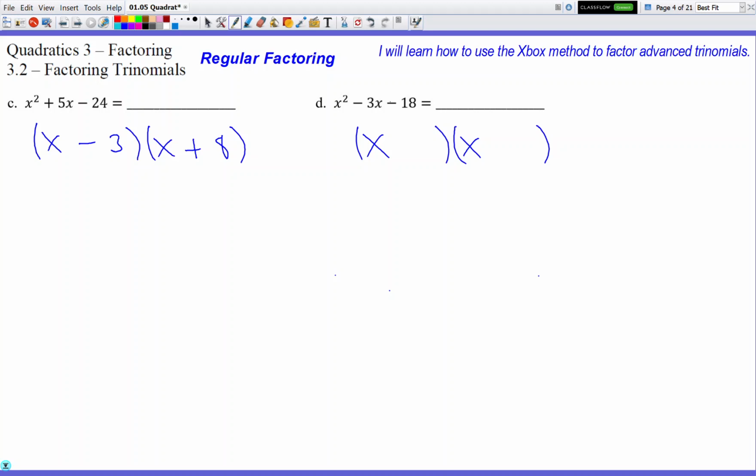What about 3 and 6? Yeah, 3 and 6 makes a 3. But I just got to play around with the signs. Okay, so I got a negative 3 in the middle. So I'll put negative 6 and positive 3. So let's check it out. Positive 3 minus 6, does that make negative 3? Yep, it does. When I add them up, it does make negative 3. Positive 3 times negative 6, does that make negative 18? Yep, it sure does. Okay, problem is done.